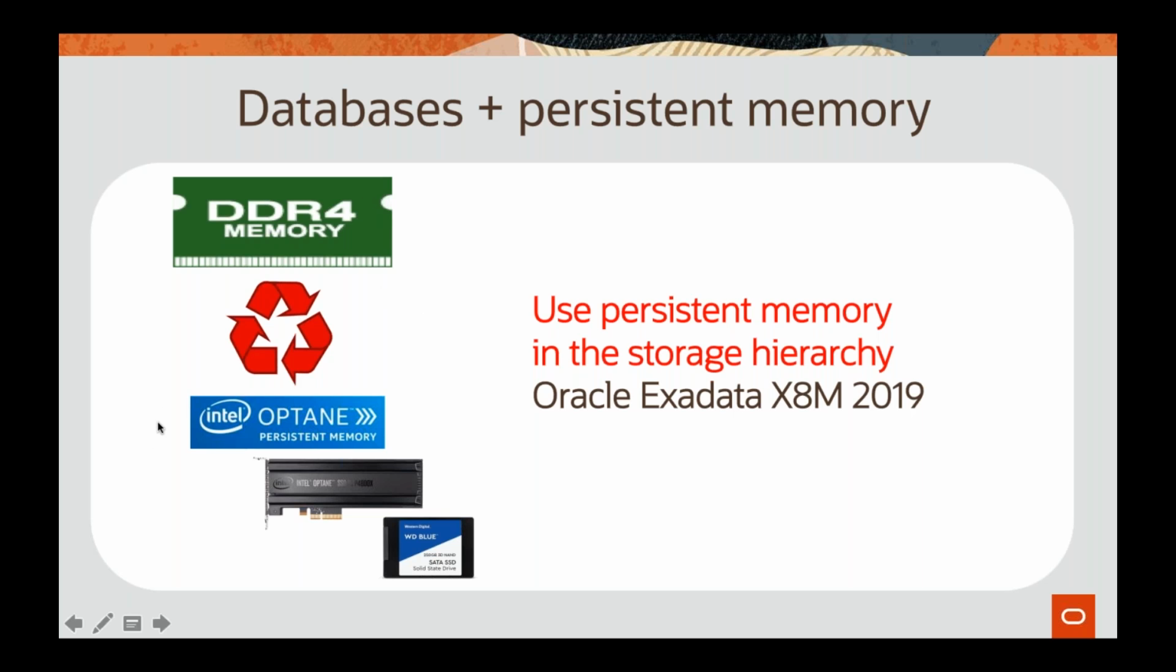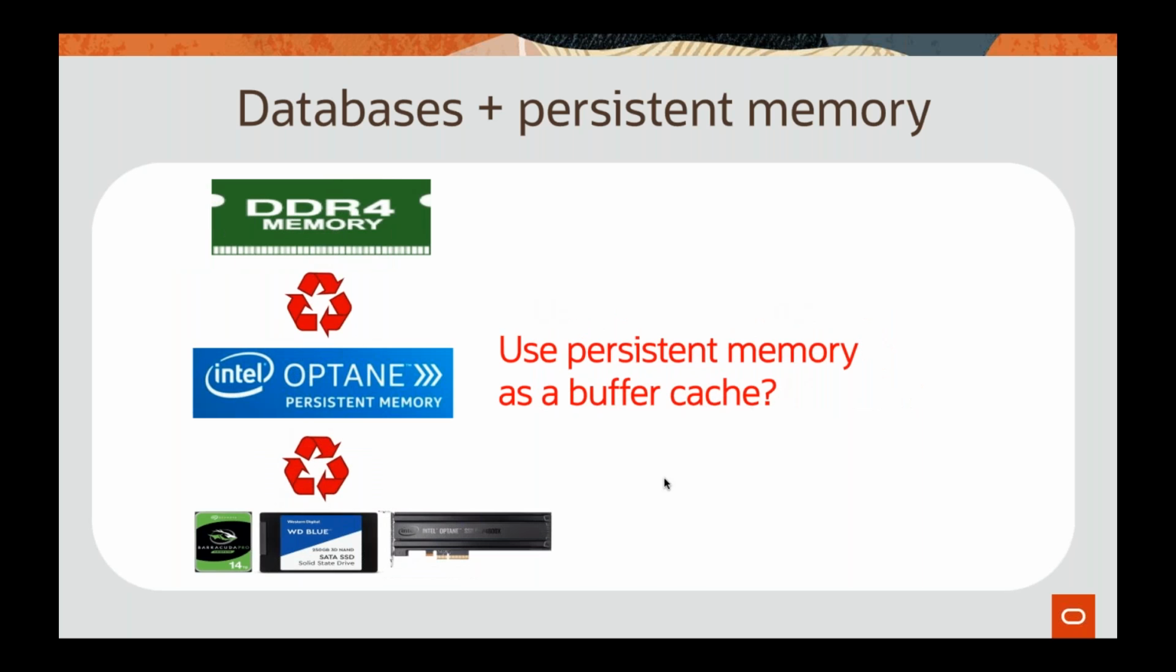One approach to using persistent memory is to add persistent memory to the storage hierarchy. Persistent memory as a technology is relatively new, and Oracle Exadata last year released product software and hardware which did exactly that. So that's one way of using persistent memory to speed up storage. Another way of doing it is perhaps you could use persistent memory as the buffer cache to make loading data faster. That's one way of doing it. I'm not going to talk about that.